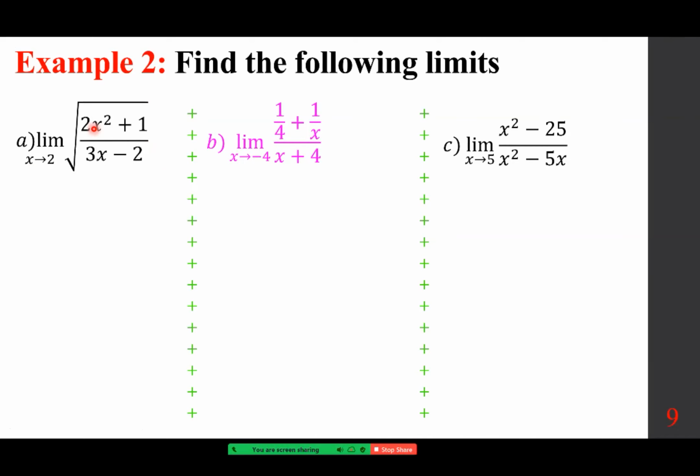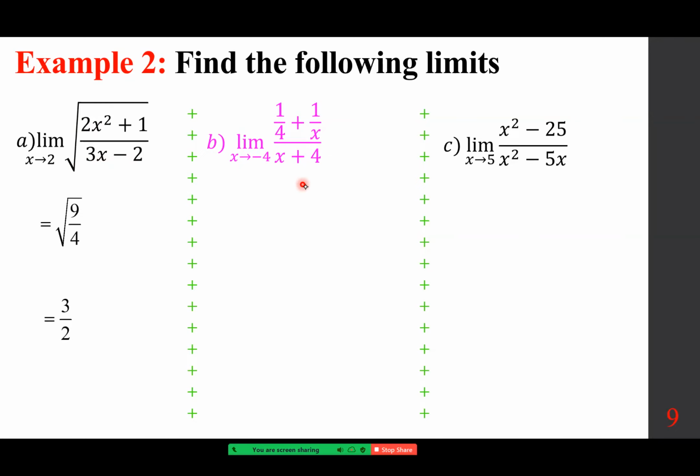When we plug in 2, 2 squared is 4 times 2, 8 and 1 is 9. Over here, 6 minus 2 is 4. And the square root of 9 over 4 is 3 halves. We are done. So you plug in, you get a number, any number, and you're done.